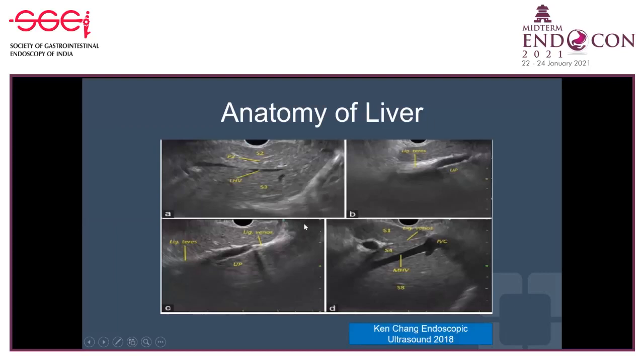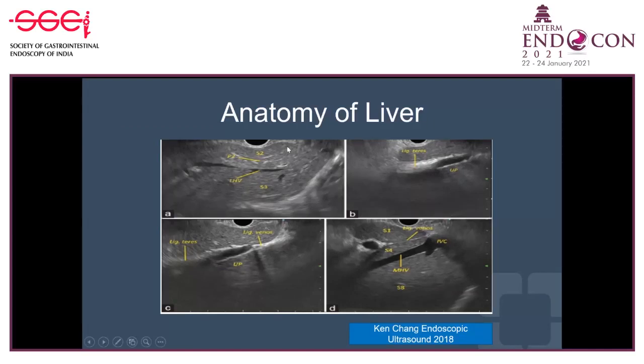So I borrowed these images from Ken Chang's paper published in Endoscopic Ultrasound from 2018, where he very eloquently described EUS anatomy of the liver. Similarly, Dr. Vikram Padia had described this anatomy again beautifully in his paper published in Digestive Endoscopy in 2013, and I don't think I could have done a better job than these two guys.